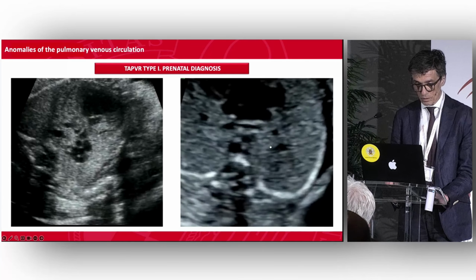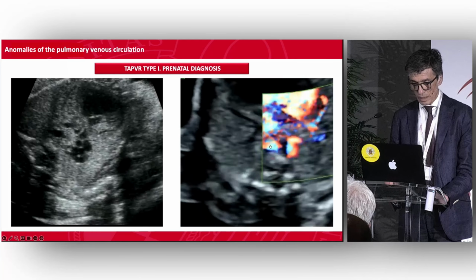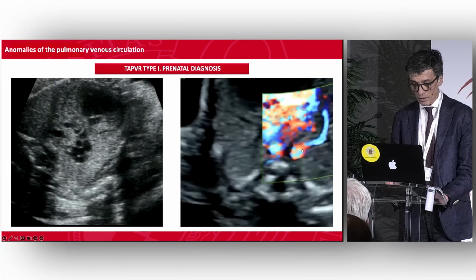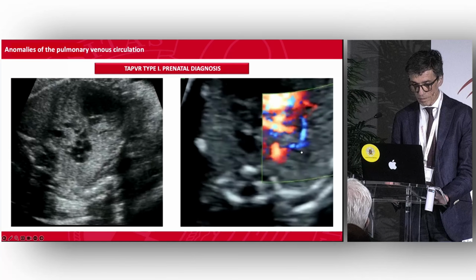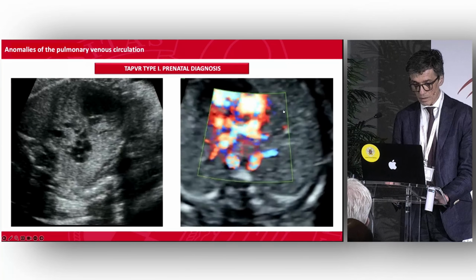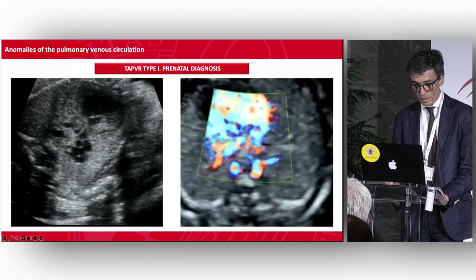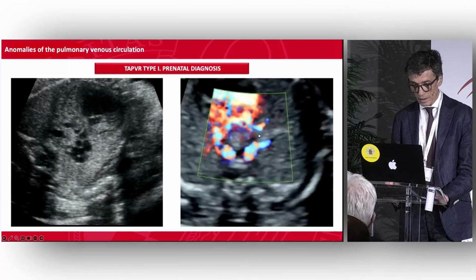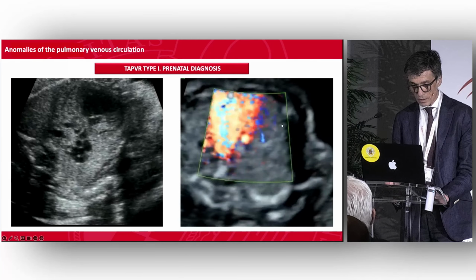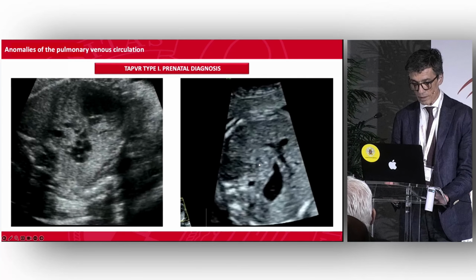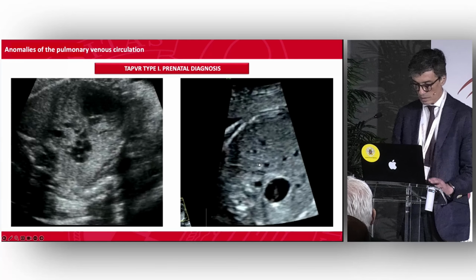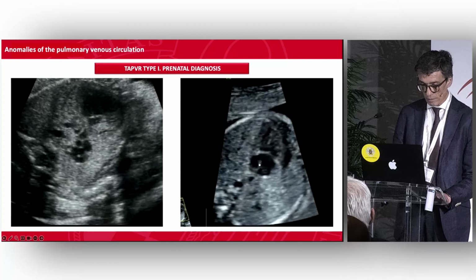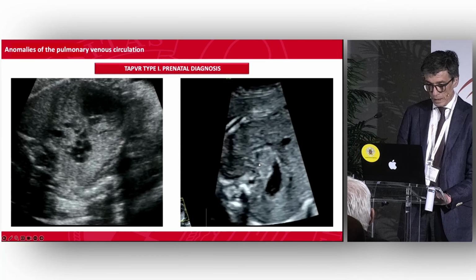And we are going to see now where it drains. With color Doppler, we may see that the pulmonary veins of the right lung are going to the azygos vein here. We see here the pulmonary veins and the collector coming from the left side are going as well to connect with the collector from the right side. So this is type 1, supracardiac, examples of totally abnormal pulmonary venous return.